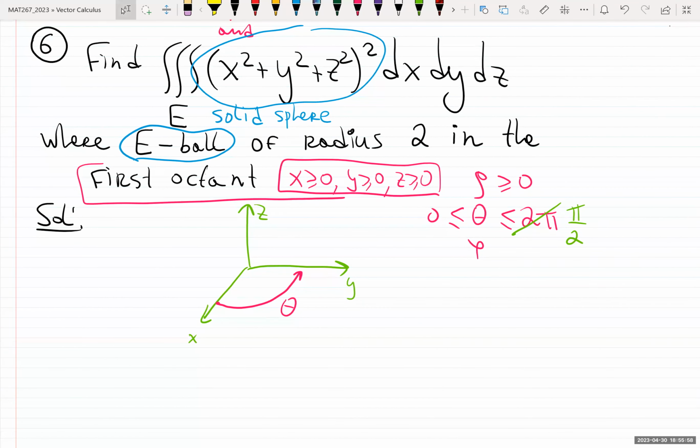And then phi. Phi is usually between 0 and pi. You just need to memorize that, from north to south pole. So phi is going down, not up and down. It's going down. So I'm going to cross that. And then also have to restrict it to halfway through, which is pi over 2, like so. Make sense?